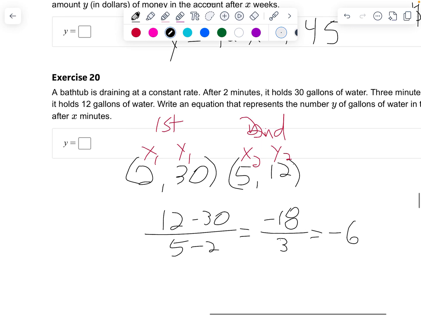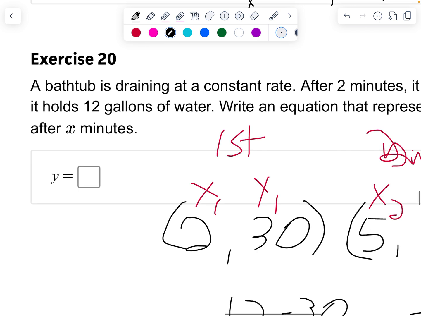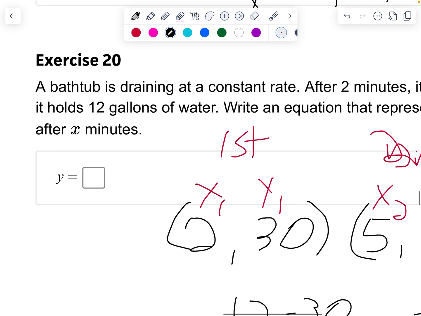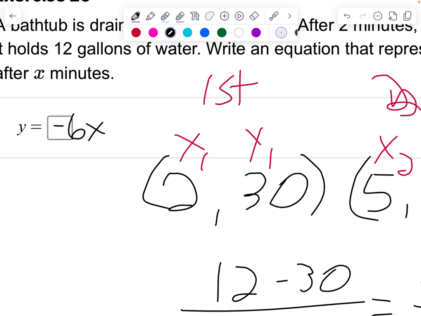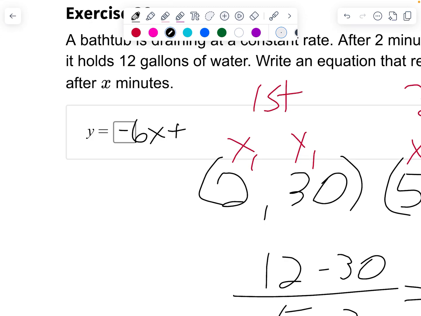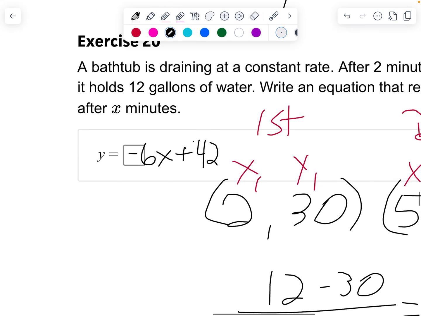So what does that mean? You're losing 6 gallons of water per minute. So it's going to be negative 6x. And where did you start? At 2 minutes, you were down to 30 gallons. That means if you go back 2 minutes, you started at 42 gallons and then kept losing 6 gallons a minute. So it should be negative 6x plus 42 for your answer right here.